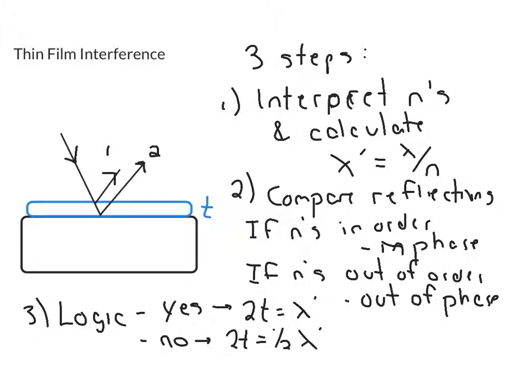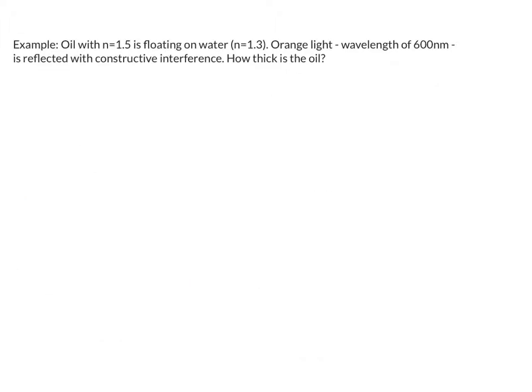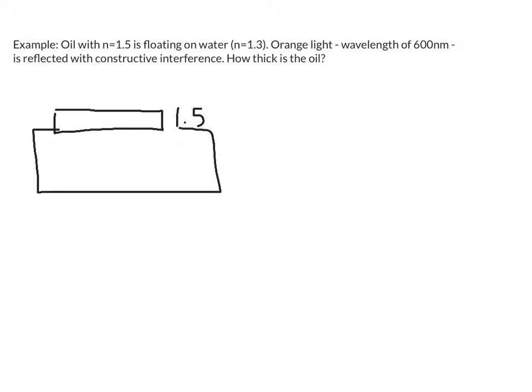We'll do it together so you can get the hang of it. A classic example is oil floating on water. The first step is to interpret those indexes, so I'm going to doodle a little picture. We've got a thin layer of oil. We're going to eventually say that that's a thickness of T. Its index is 1.5. Underneath that we've got our water. Its index is 1.3. Above it all we've got air. The index of air is 1.